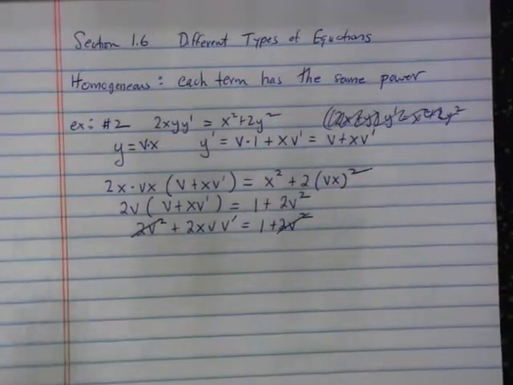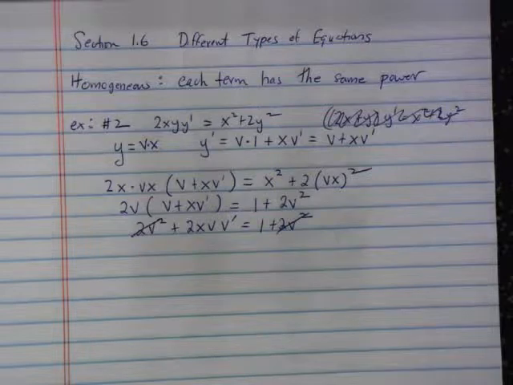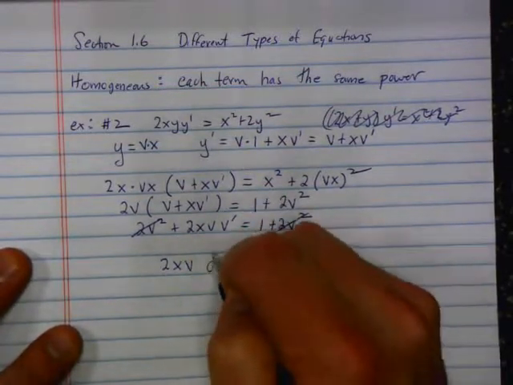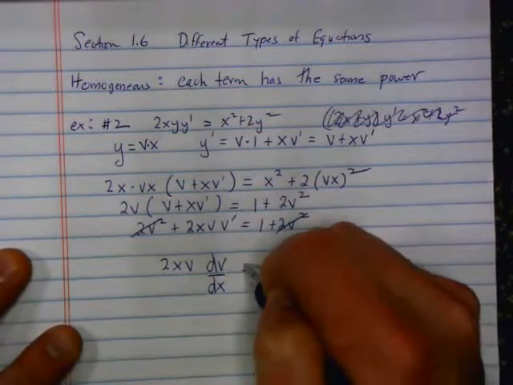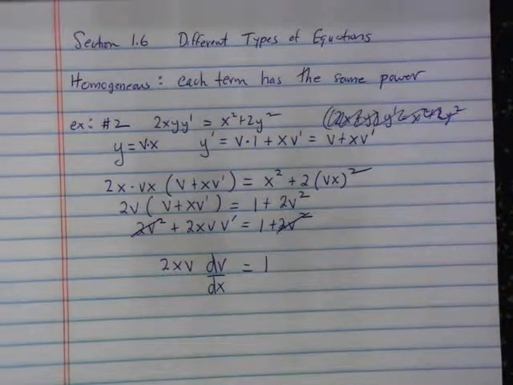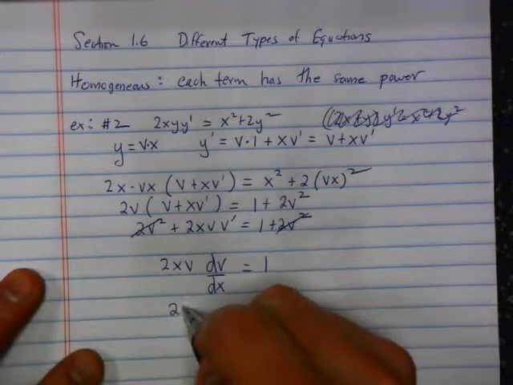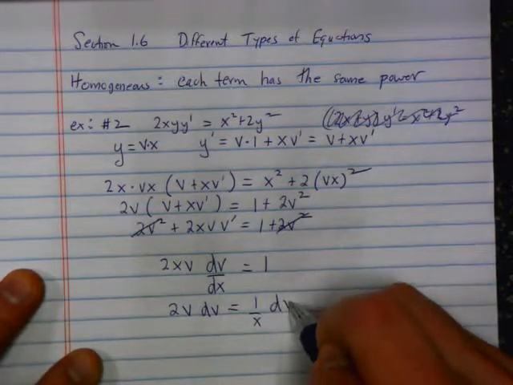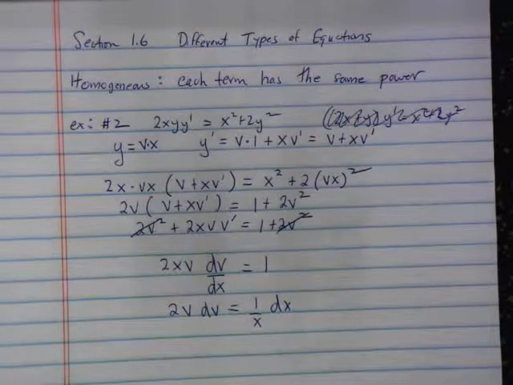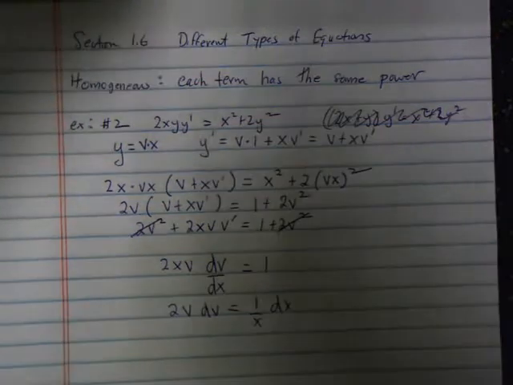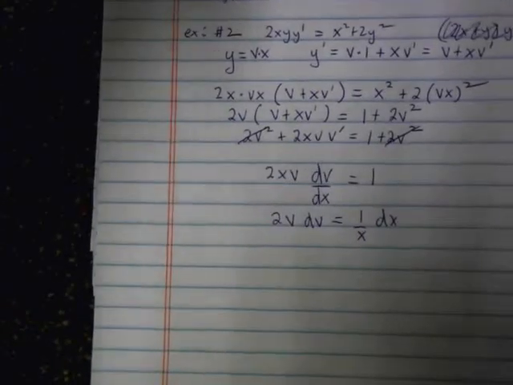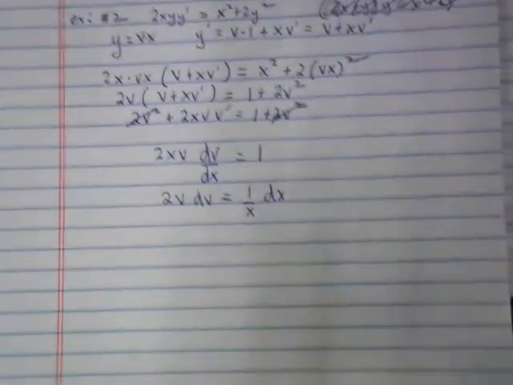Subtract 2v squared on both sides, those add up to 0. We have 2xv dv dx equals 1. And I do think we can separate our variables. I'm going to write this as 2v dv equals 1 over x dx. So that's the trick behind a homogeneous differential equation. You make the appropriate substitution, do a little algebra, and your equation is separable.